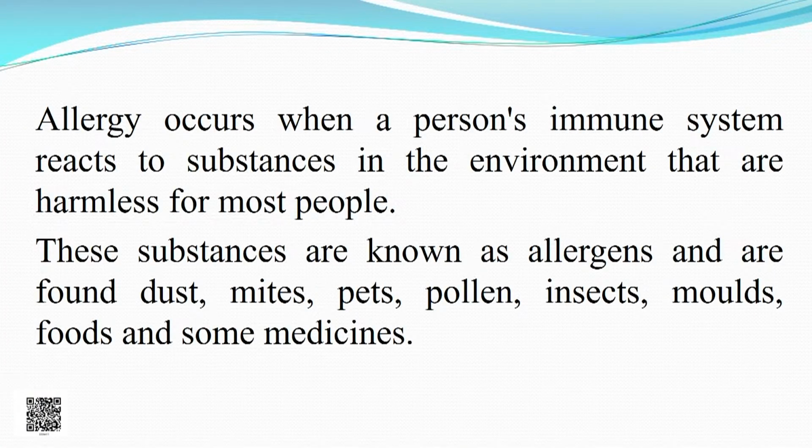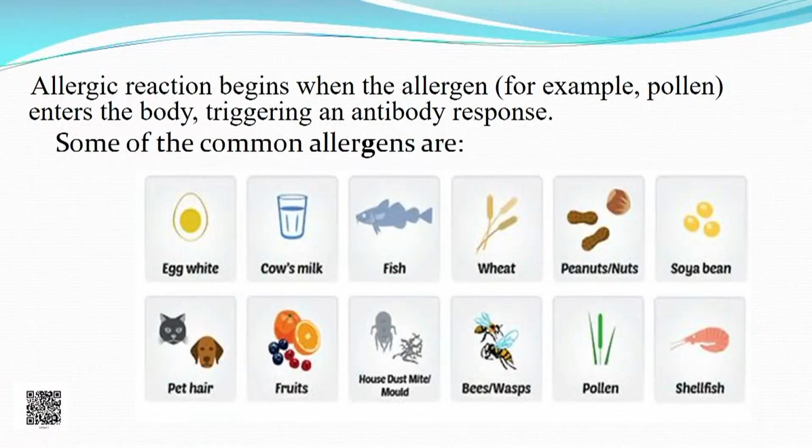Allergy occurs when a person's immune system reacts to substances in the environment that are harmless for most people. These substances are known as allergens and are found in dust, mites, pets, pollens, insects, molds, food and some medicines. So here are some examples of allergens. Allergic reactions begin when an allergen enters the body, triggering an antibody response. So this is the process.